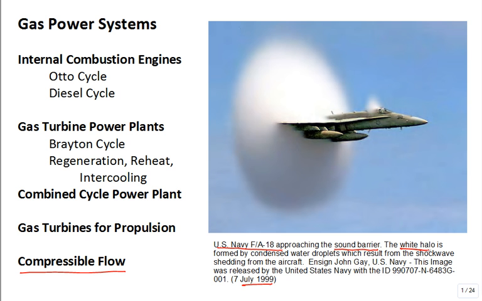That white halo is formed by the water condensing into droplets in the shock wave. And it's coming off of the aircraft at different locations where it actually is exceeding Mach 1. So you get a shock wave there. This was grabbed off of the internet somewhere.